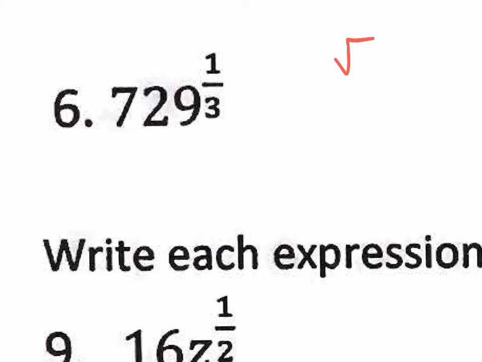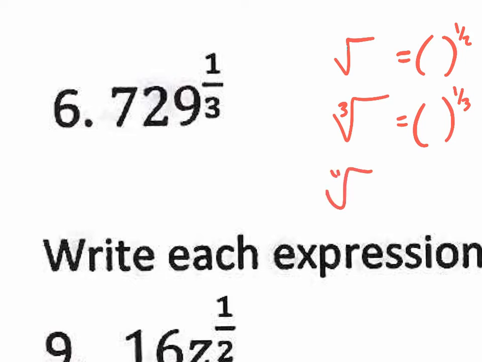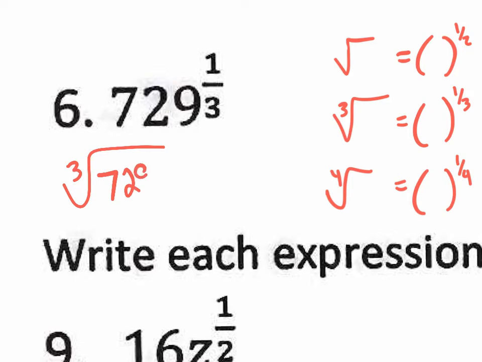But anyway, we know that the square root is really the same thing as the power of 1/2. And we should know that the 3rd root is really the same thing as the power of 1/3. And the 4th root is the same thing as the power of 1/4, and so on and so on. Okay? So right here, what do we see? We see a certain number to the 1/3 power. So in reality, they're asking us the 3rd root of 729.